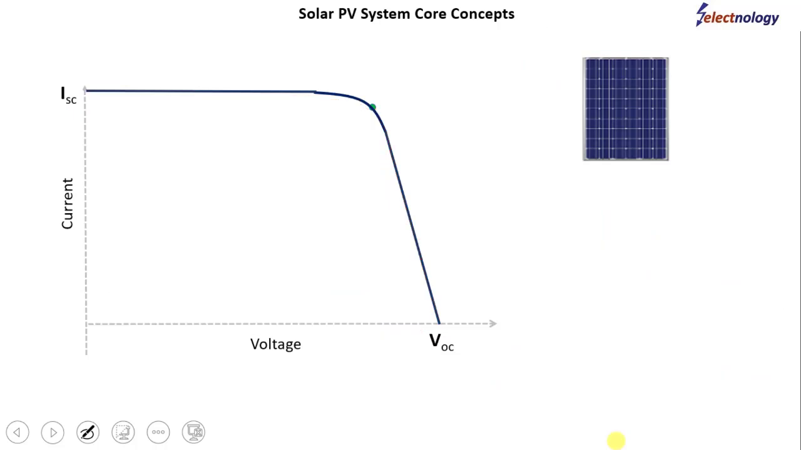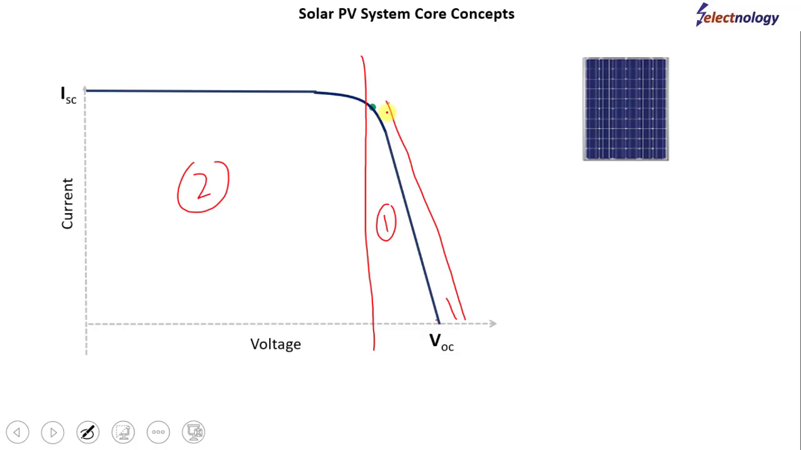But now this graph has two parts. That means the relationship between the voltage and current has two parts. The first part is this one and the second part is this one. What does this mean? This means that the relationship between voltage and current from this point up to this point is reverse, meaning if the current is increasing, the voltage is decreasing.